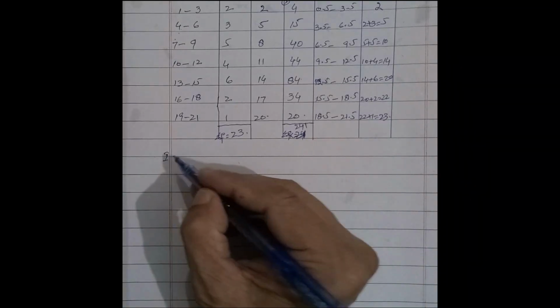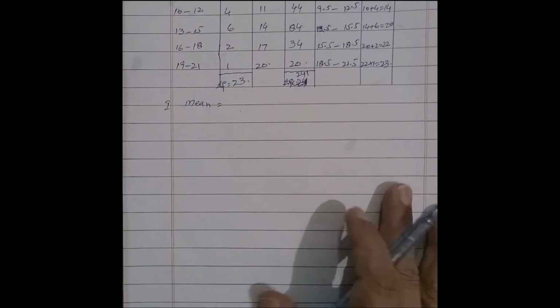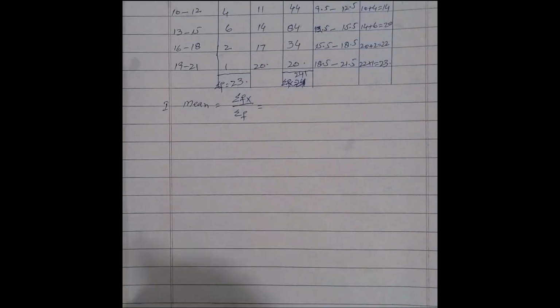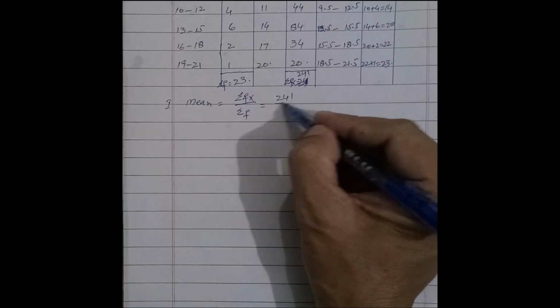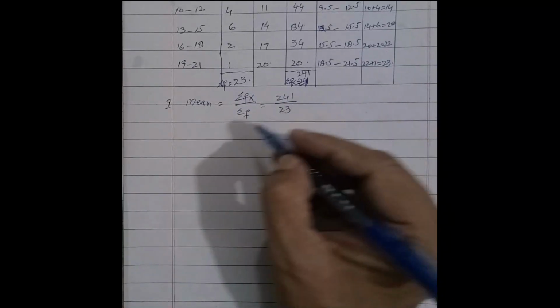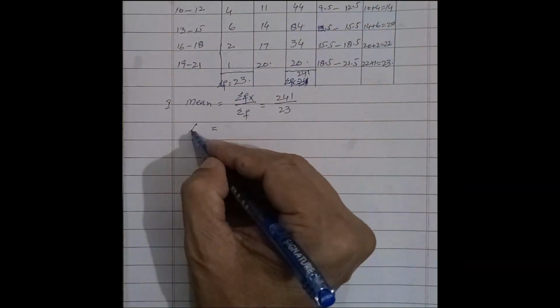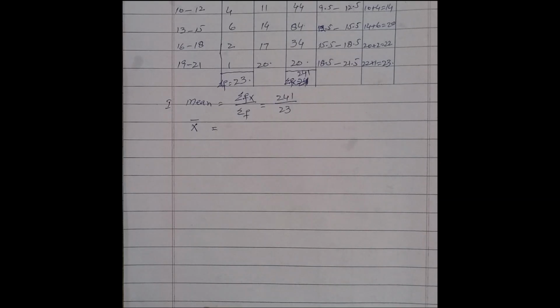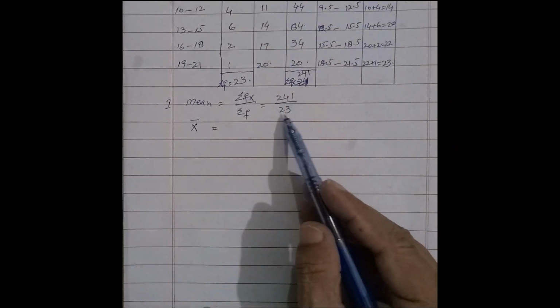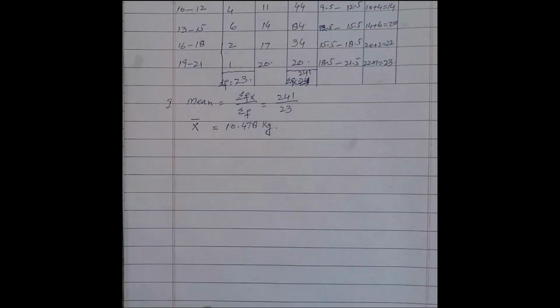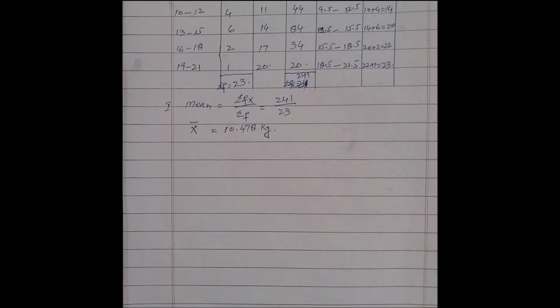Now we find the mean. First, the mean. We know the formula for finding the mean is summation fx over summation f, where summation fx is equal to 241 and summation f is 23. Now we divide 241 by 23, and the mean we represent as x bar. 241 divided by 23, we get 10.478, and it is in kg because the weight of the boys is in kg.